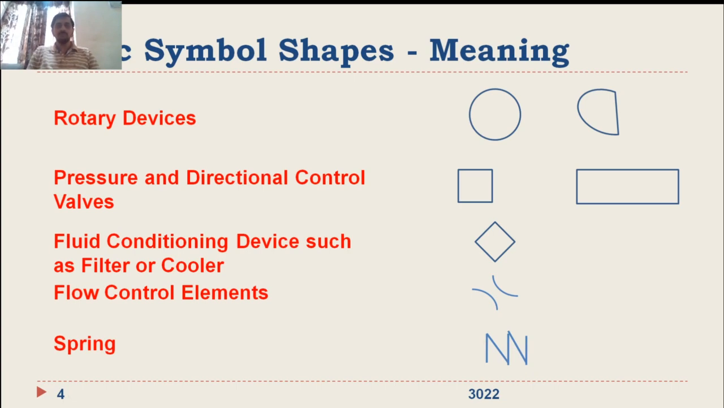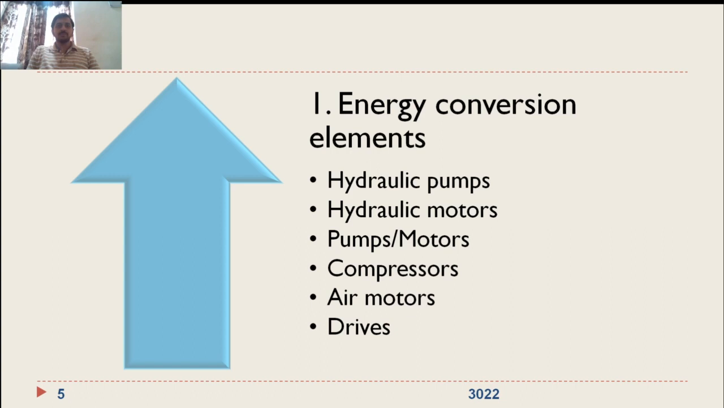Using this, the combination of these will give you many different parts or components of the hydraulic system. It will give you a meaningful diagram. The first category of hydraulic elements is energy conversion elements: pumps, motors, compressors, and drives. These are the different energy conversion elements in which mechanical to hydraulic, hydraulic to mechanical, or electric to mechanical, all these energy conversions take place.